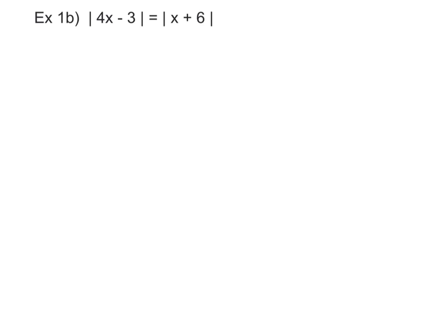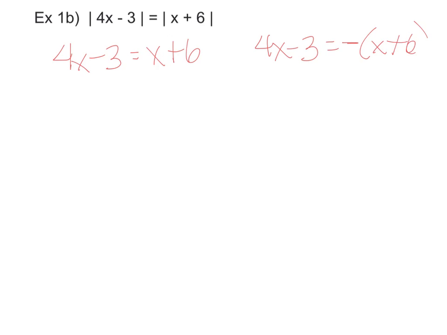For this super exciting problem, we have two absolute values. Never fear, we solve them the same way. So I'm going to have the 4x minus 3 is equal to a positive x plus 6. And we have 4x minus 3 is equal to a negative x plus 6. You're still setting it equal to the positive and the negative. It's just that side, that x plus 6, that's the positive and negative.